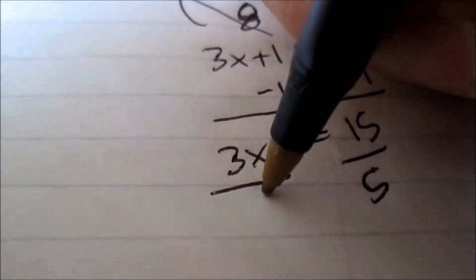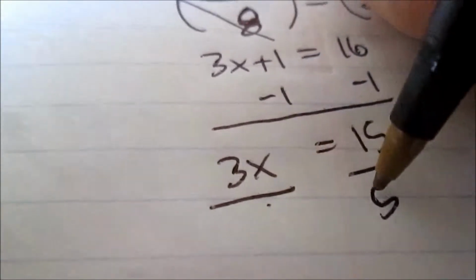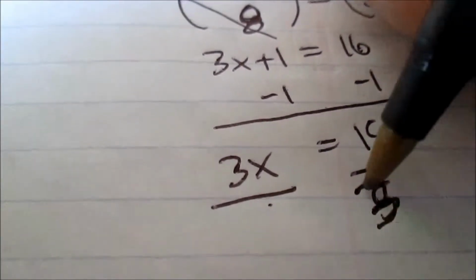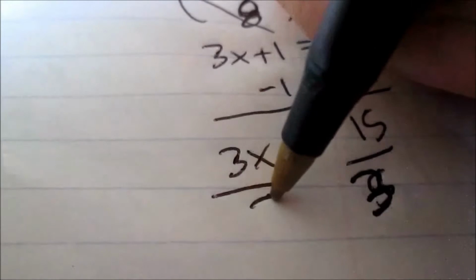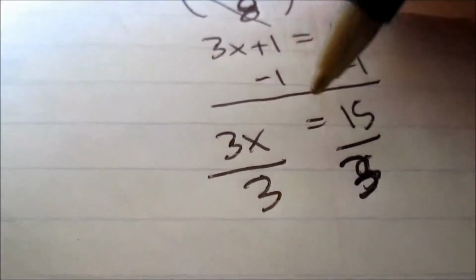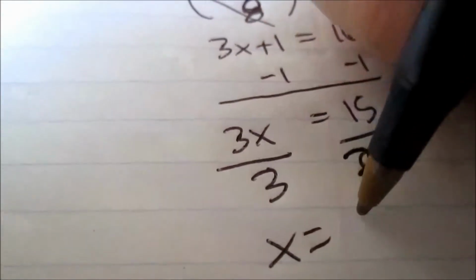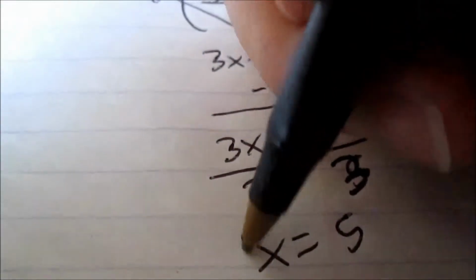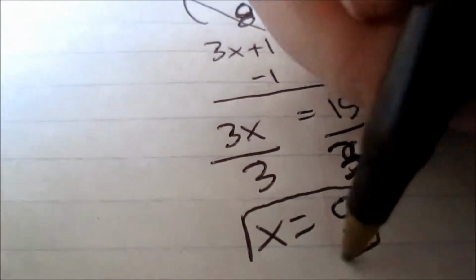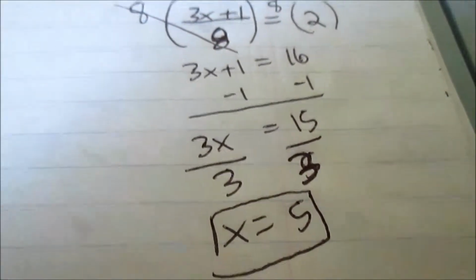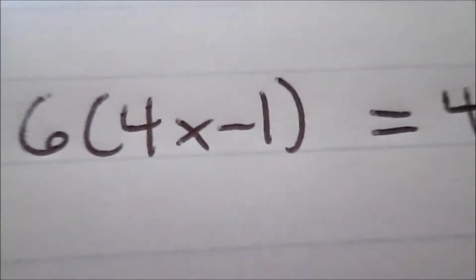Now the next step is to divide by the number in front of x. This is supposed to be 3, not 5, so divide both sides by 3. That will give you x equals 15 divided by 3, which is 5. Now you can go back and check by putting x equals 5 into the original and then do the math and see if it works on both sides.